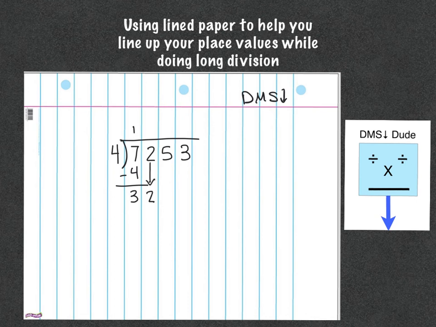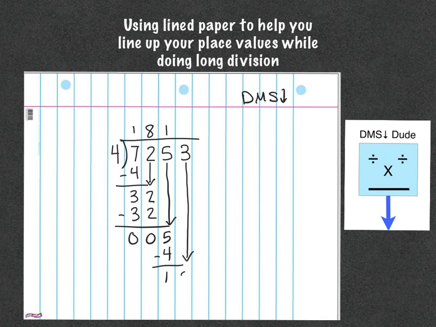Bring down my 2. Can 4 go into 32? Yes, it goes in 8 times. 8 times 4 is 32. Subtract and I get 0. Bring down my 5. Can 4 go into 5? Yes, it goes in one time. 1 times 4 is 4. Subtract and I get 1. Bring down my 3. Can 4 go into 13? Yes, it goes in 3 times. 3 times 4 is 12. Subtract and I get 1. So my remainder is 1.